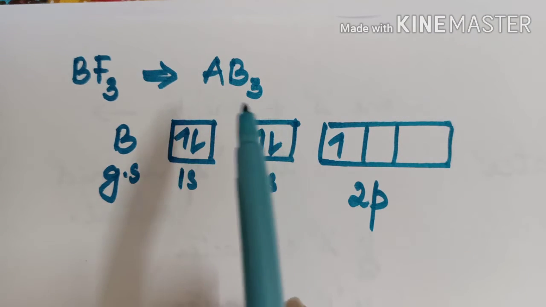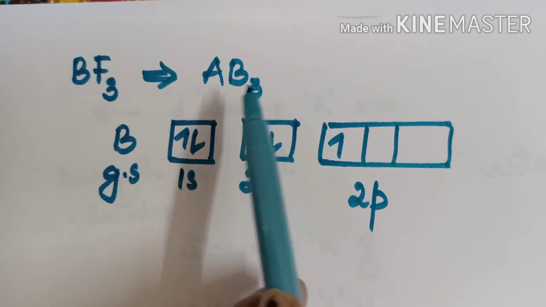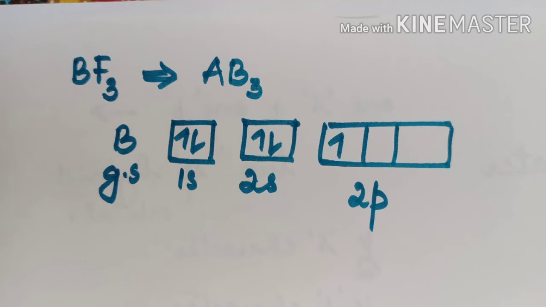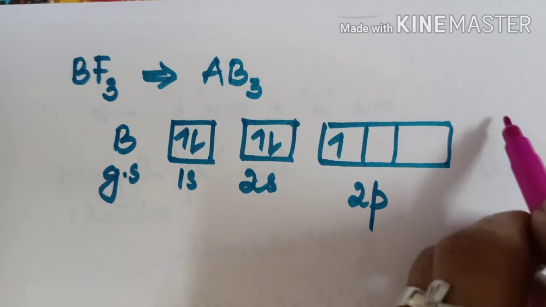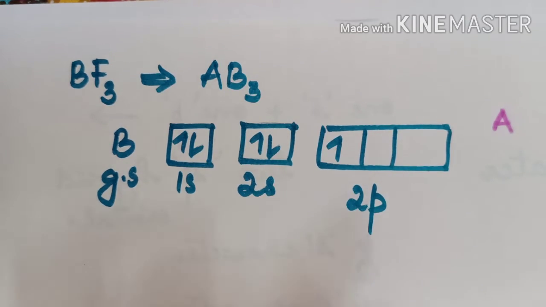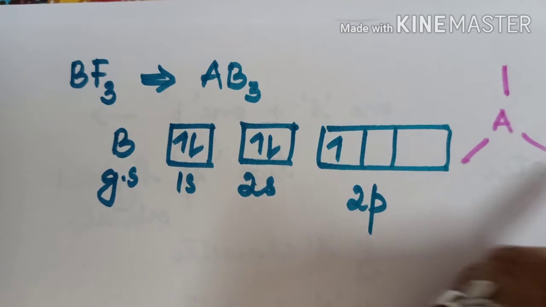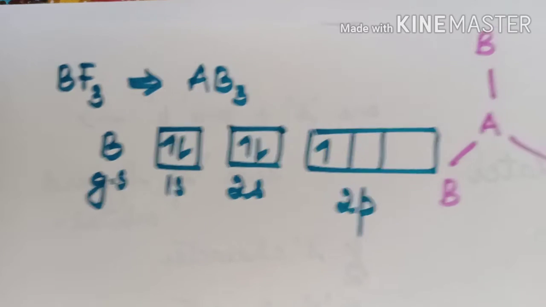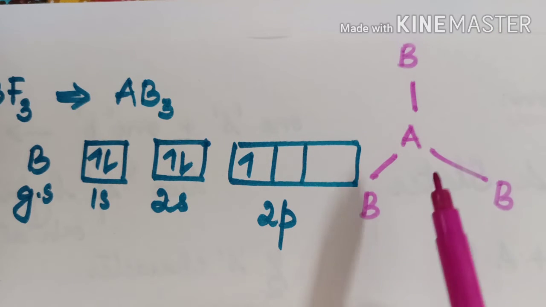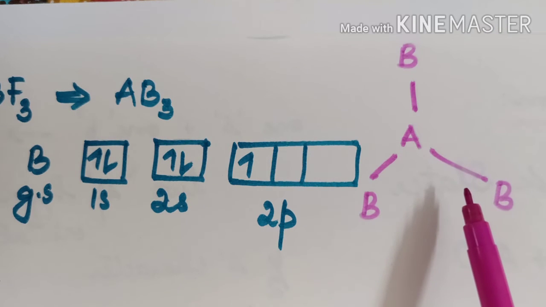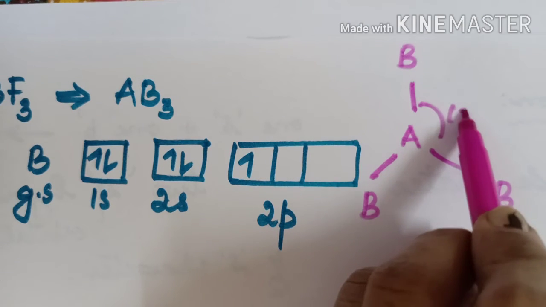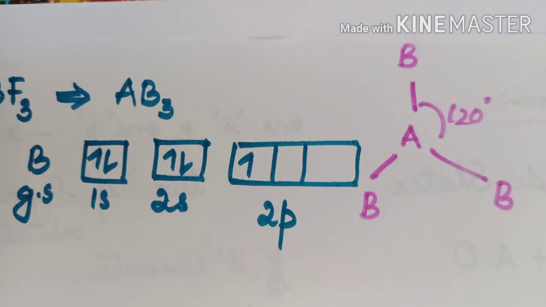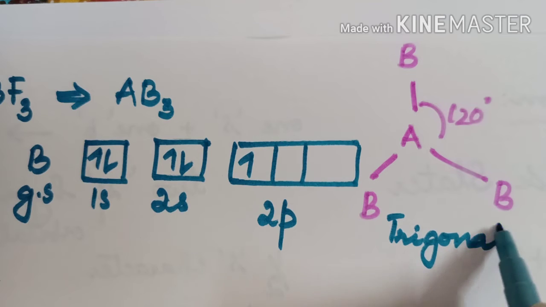So we'll check the VSEPR theory. In VSEPR theory, if it is of the type AB3, the prediction is that A will be at the center and the B atoms arranged at the corners of a trigonal planar shape with a bond angle of 120 degrees. So the predicted structure according to VSEPR theory is trigonal planar.